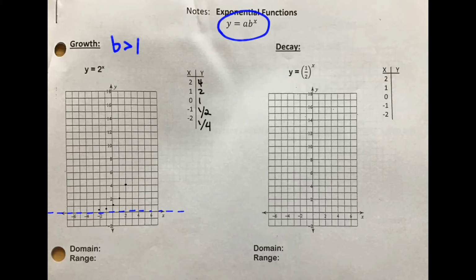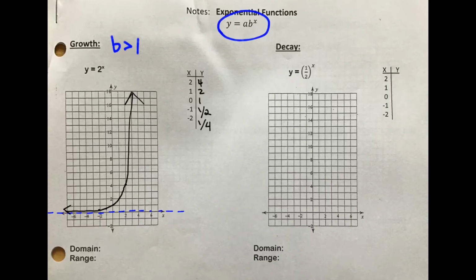So now I'm going to go ahead and connect the dots. And then here is our exponential growth graph. As you can see, if you read it from left to right, it is growing in the positive x direction, and then it's growing very rapidly in the y direction.